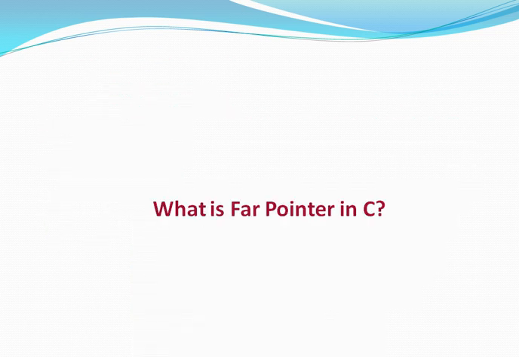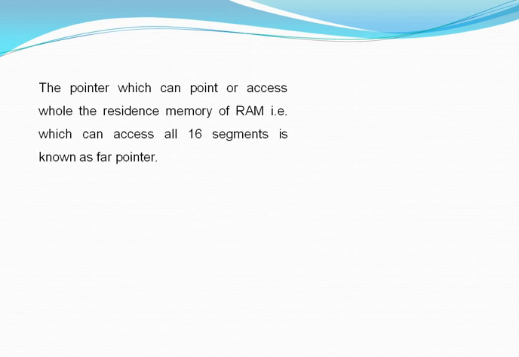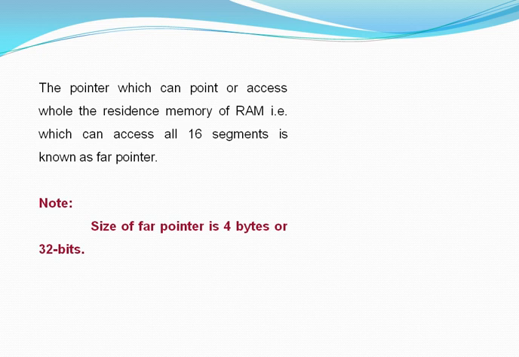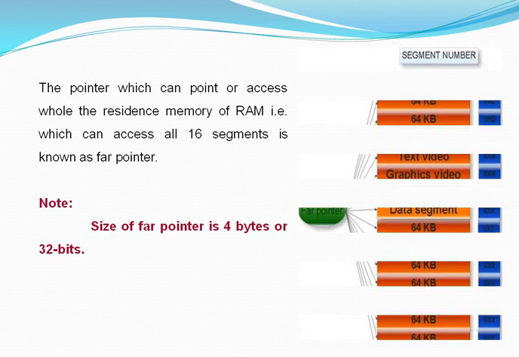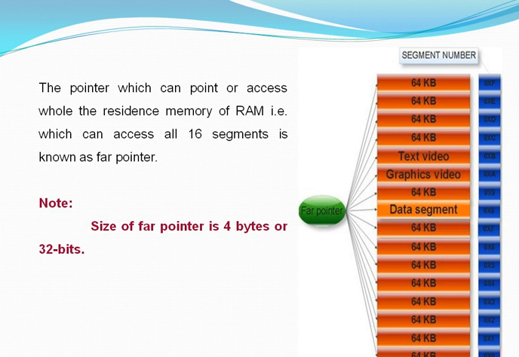What is the far pointer in C? The pointer which can point or access all the residential memory of RAM, i.e. which can access all 16 segments, is known as far pointer. So what is the size of far pointer? Size of far pointer is 4 bytes or 32 bits. So you can see here you are having all the pointers associated with the segments. So we are referring all the memory location with the far pointers.